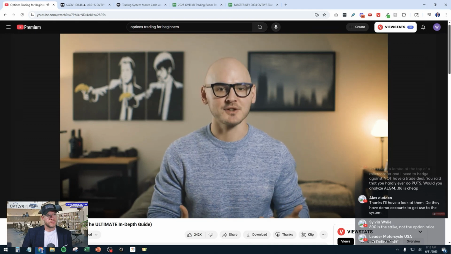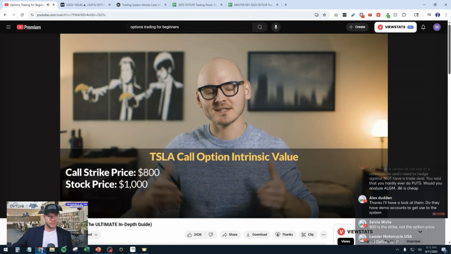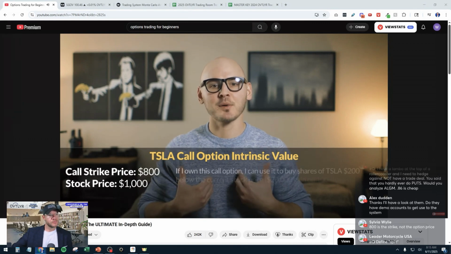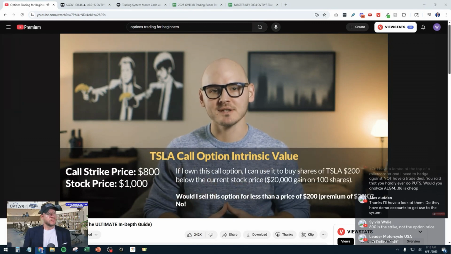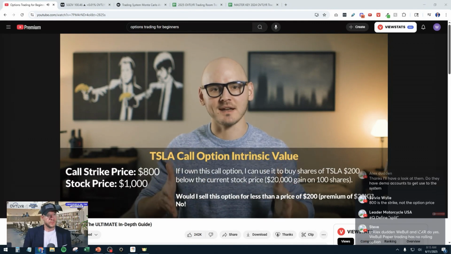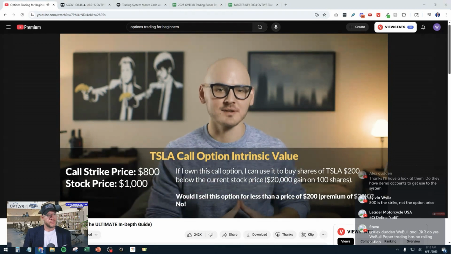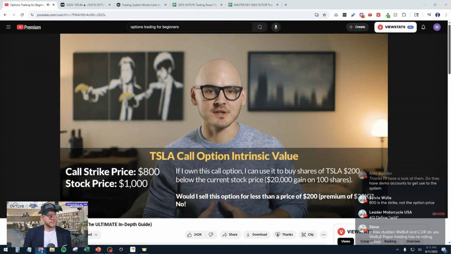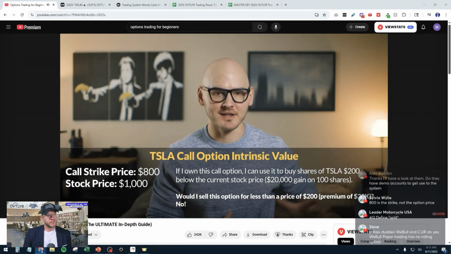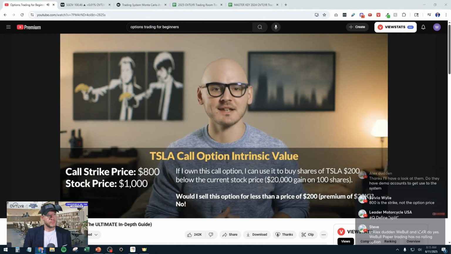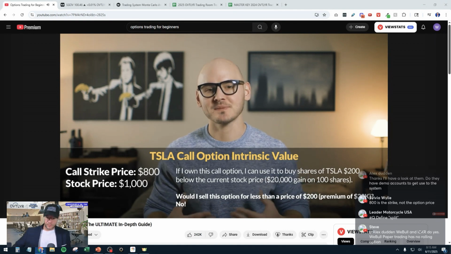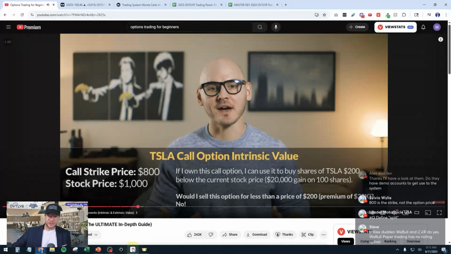Because the benefit that it can provide the owner at that moment, that is the minimum that the contract should be worth. So if I had that Tesla call option with a strike price of $800 and the stock price is at $1,000, since I personally could use that option to make a $200 gain on the shares if I exercise the option, I'm not going to sell it to somebody else for any less than $200.